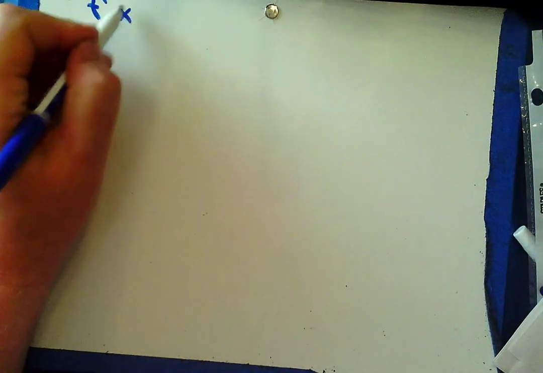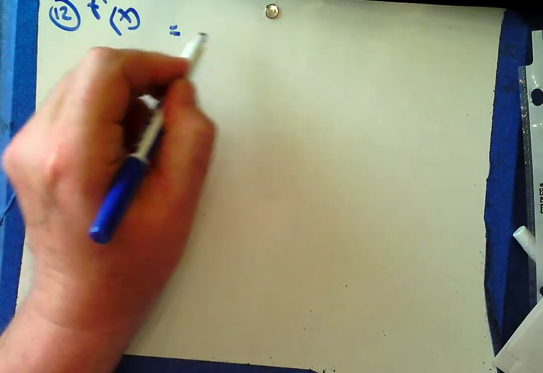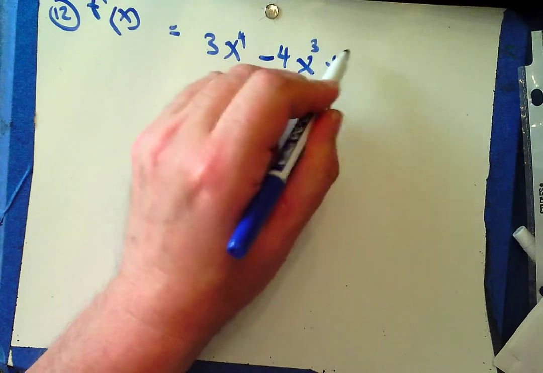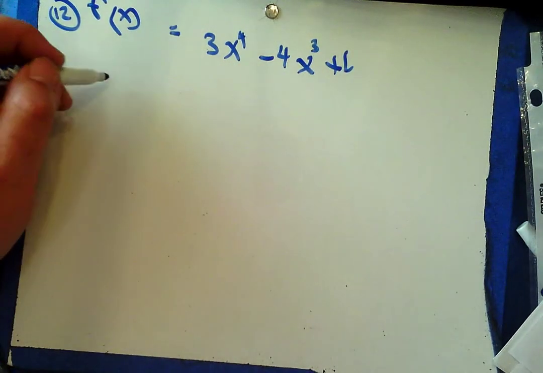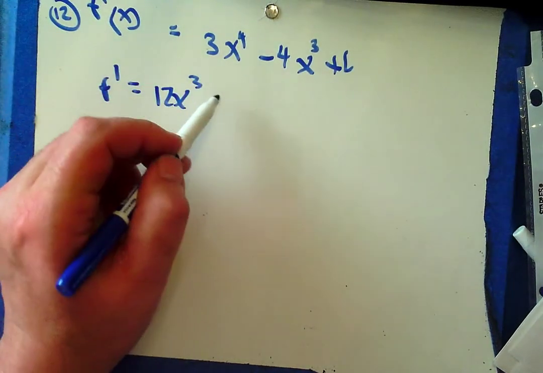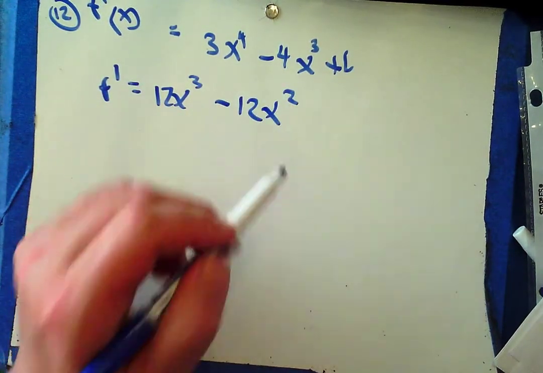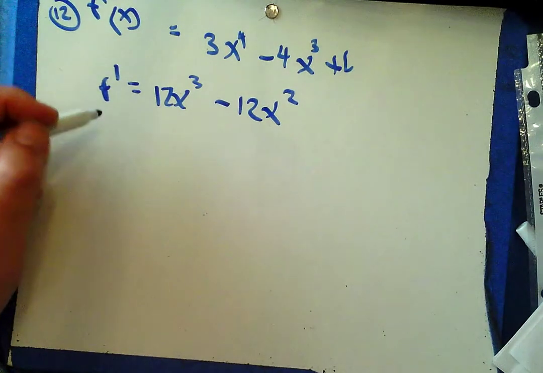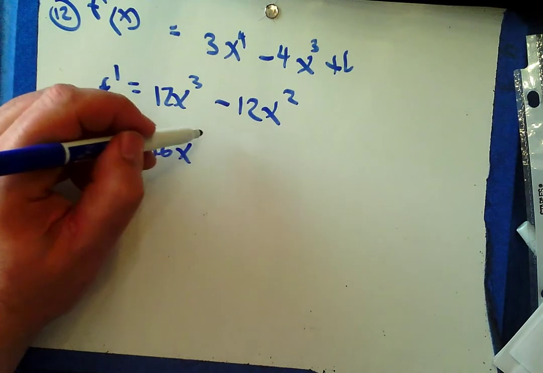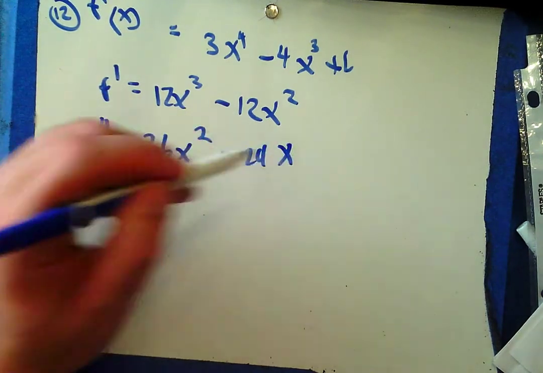Let's take a look at 12. Number 12 says, what's the x-coordinate of the point of inflection for f? And f is given as this polynomial function, 4x to the third plus 6. So f prime equals 12x to the third minus 12x squared. And then f double prime equals 36x squared minus 24x.